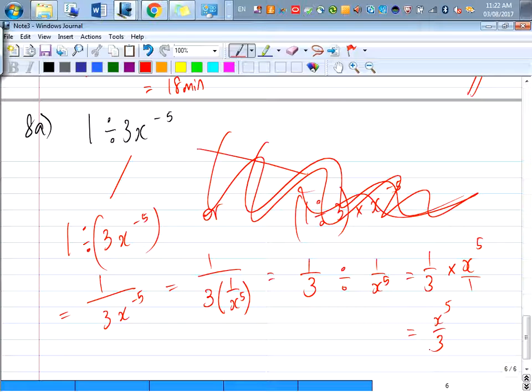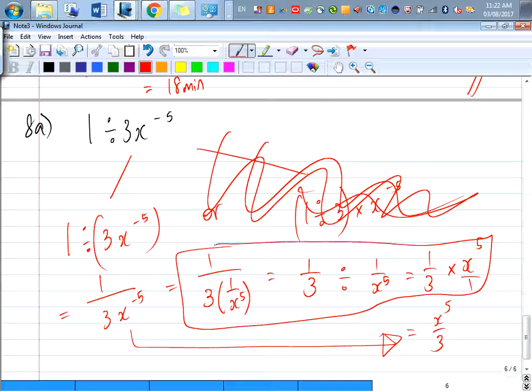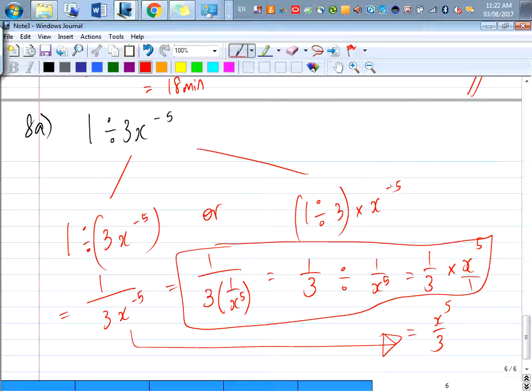Okay, it looks very long, but actually, from this step, I could have gone here already. This part is not necessary if you are very familiar with it already. From here to here. Another question, is it the same as this? This is multiplied by x power negative 5. Over here, I have multiplied by x power 5. So there is a difference. So this is still wrong. Any questions?